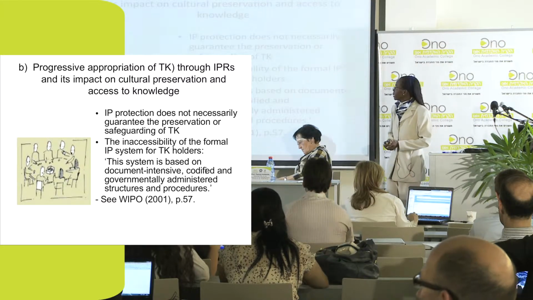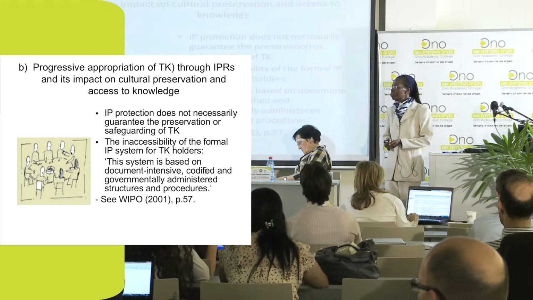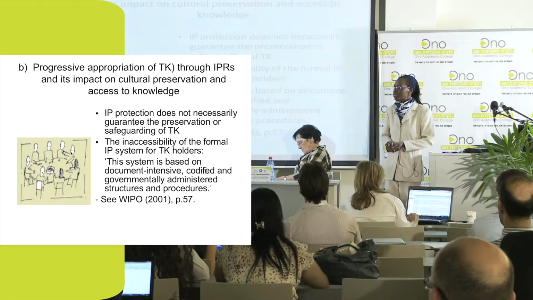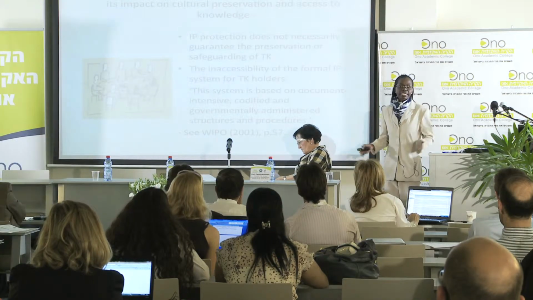And obviously, the system is rather inaccessible to most of the TK holders. If you think of the document-intensive process of getting this right through to the communities, it's rather inaccessible unless they have a properly organized system. And even if they have that proper organization, of course, you know how the communities operate. I'm going to highlight some of the concerns shortly when we deal with the conventional IP system, which sometimes does not really favor the TK holders.